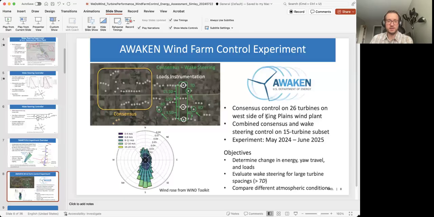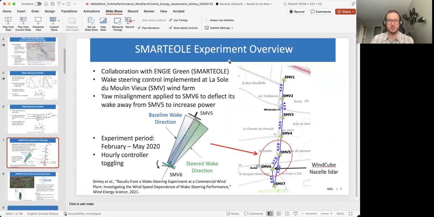For AWAKEN, a lot of the LiDAR and other measurements are publicly available on a Department of Energy data portal. And we still don't know if we'll be able to make any of the SCADA data public. So for now, it's really just this SMARTEOLE experiment.